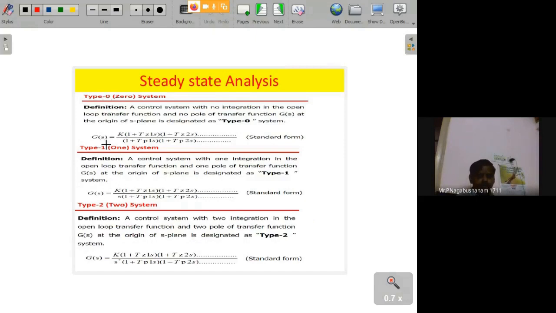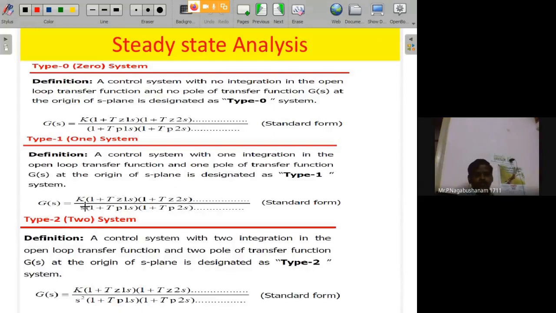If it is a type 1 system, I'm not concentrating on the numerator, just the number of poles at origin, only 1, s power 1. Check it out. Type 2 means s square, the number of poles at origin, in time constant form 1 plus, 1 plus. You don't bother about Z1 into T. Now it is general 1 by Z1. You don't bother about the multiplication of s here.